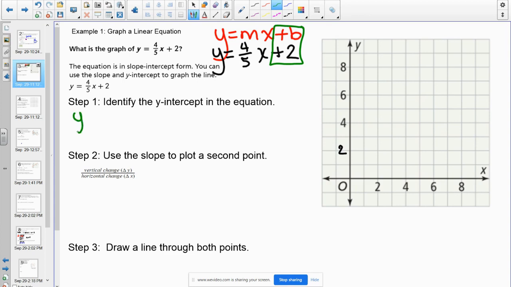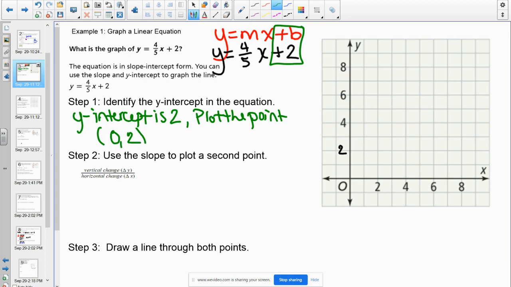So the y-intercept is 2, which means we're going to plot the point (0, 2). So we're going to put it right here at (0, 2). Notice that my y-intercept is always going to live on the y-axis, and the value of x will always be 0. So when you make that point, the x value is 0 because it sits on the y-axis.